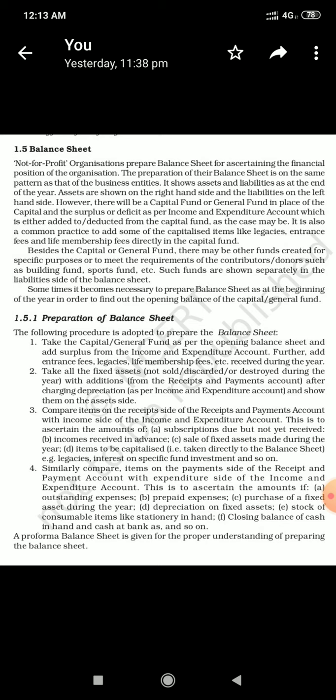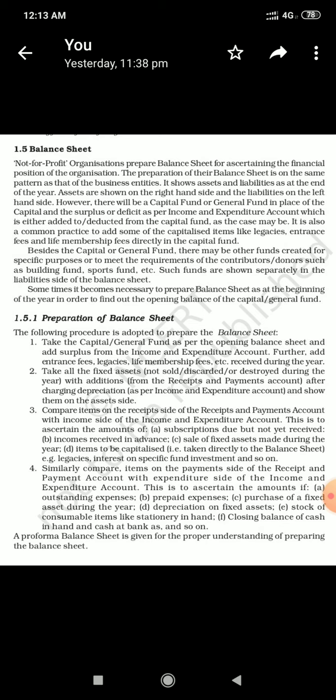In the balance sheet of a not for profit organization, we are not going to show any type of capital. In place of capital, we are going to show capital fund, and this capital fund is the same as capital.